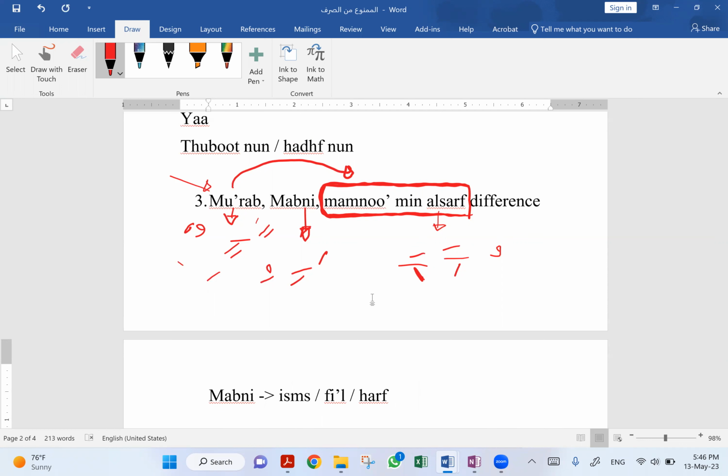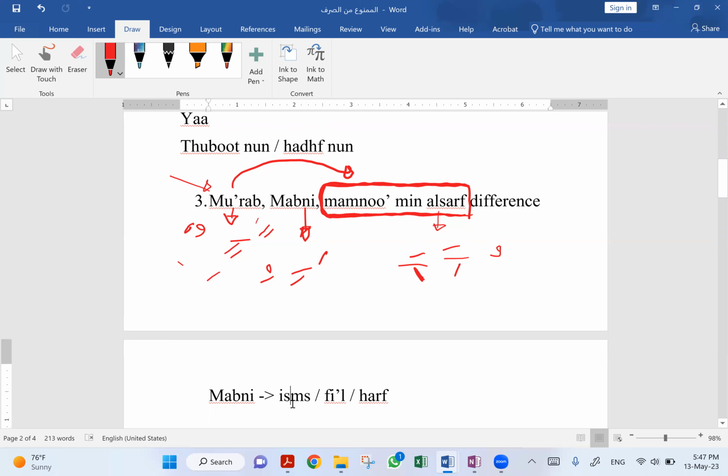You can have isms that are mabni. For example, Mustafa. Mustafa is going to be Mustafa, Mustafa, Mustafa. You will never have Mustafa with a different ending. Nothing like that. That's an ism. Non-flexible, exactly. That's what mabni means. So mu'arab is flexible, mabni is non-flexible, and mamnu' min as-sarf is partly flexible. Yeah, that's the terminology we are familiar with.